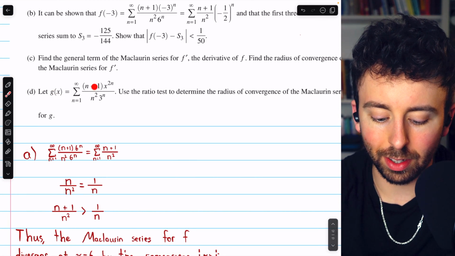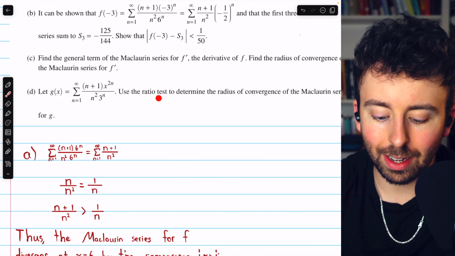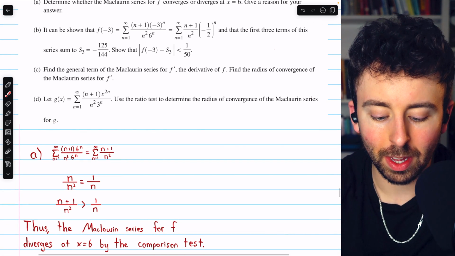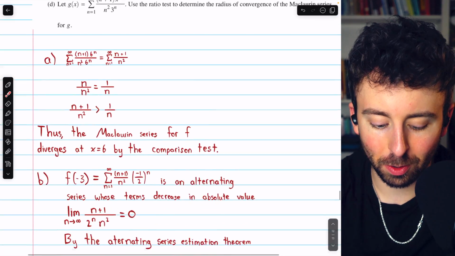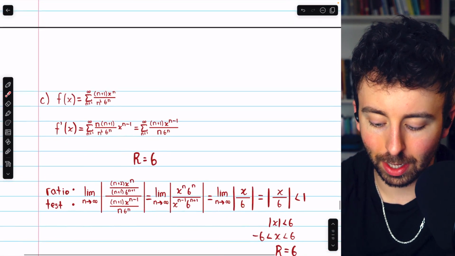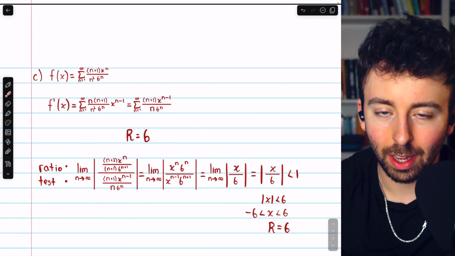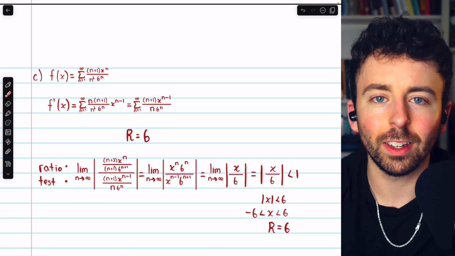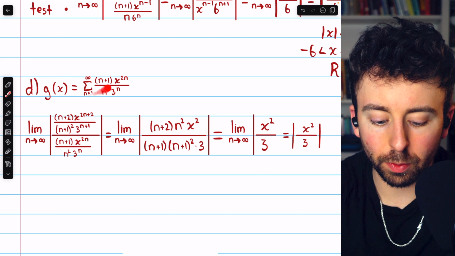Let g of x equal this series. Use the ratio test to determine the radius of convergence of the Maclaurin series for g. So if you're a little rusty on the ratio test, you can look at this example that I just wrote out for part C. We're going to use the ratio test now for part D and this new function g of x. So here's the series for g of x.